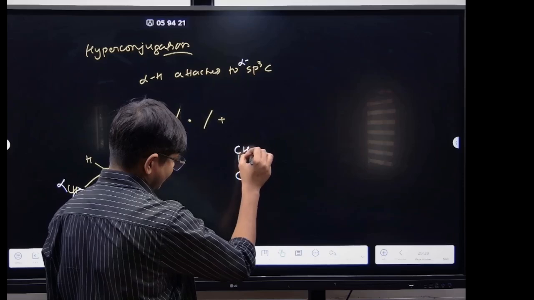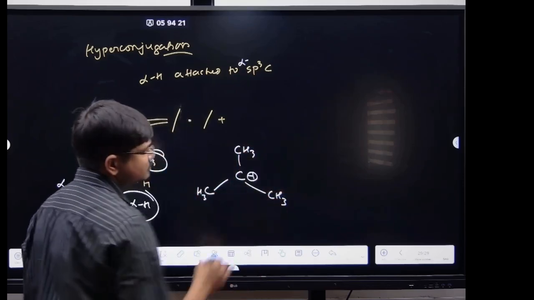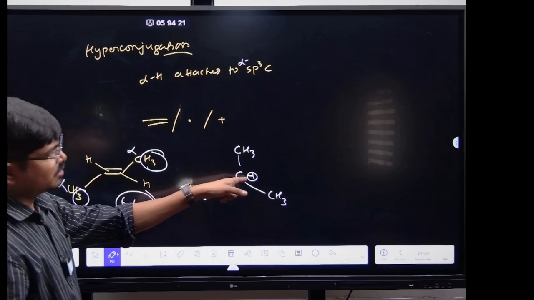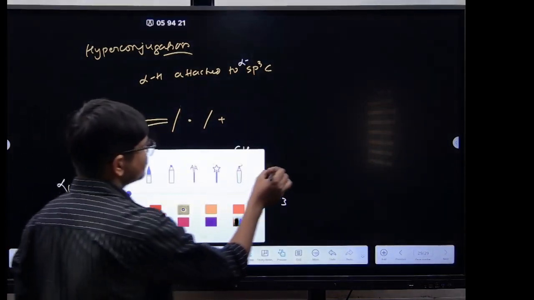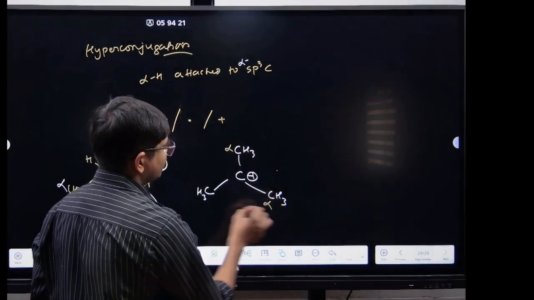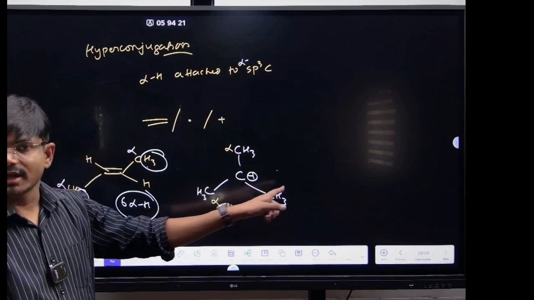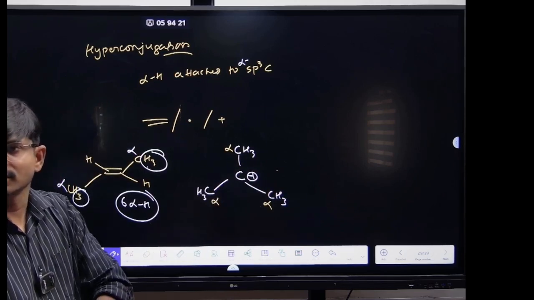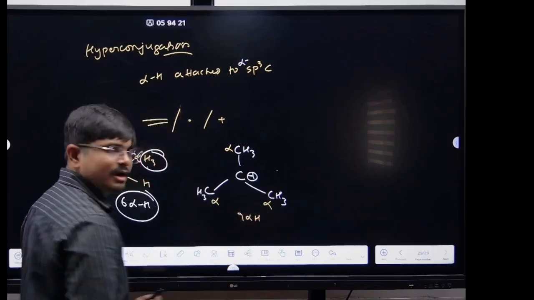Carbocation, CH3. You have the CH3 and the CH3 is there, isn't it? So this is the carbocation. This is the alpha, and this one is also the alpha position. Got it? Now the hydrogens attached to the alpha sp3 carbon. So total how many hydrogens are there? 3 plus 3 plus 3, that is 9 alpha hydrogens.